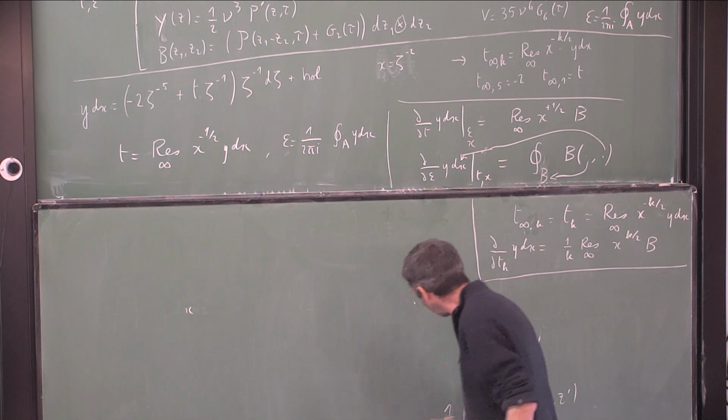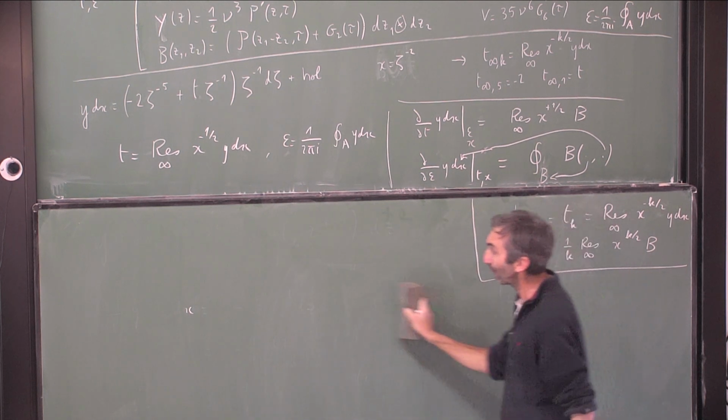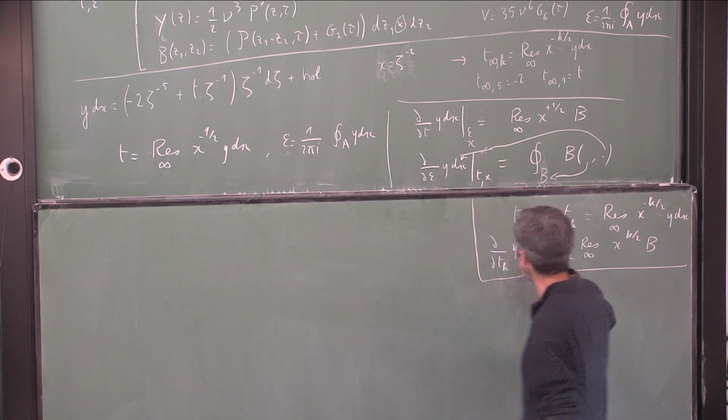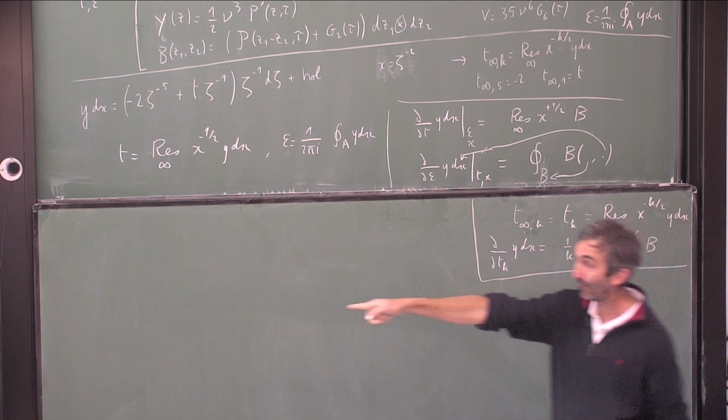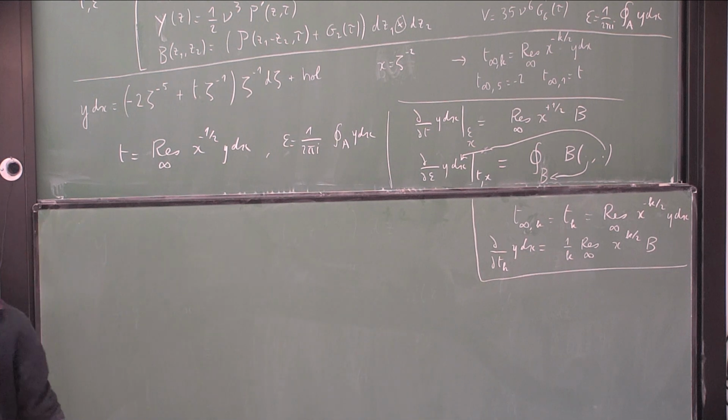What I want to mention is that each time that you compute a d over dt of this one form y dx, what you will find is always a pairing between a generalized cycle and B. So it's always of that type. Okay.